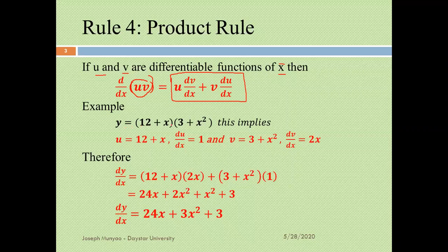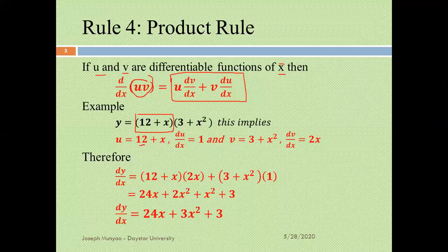So an example here is that if you have y is equals to (12 plus x) into bracket (3 plus x squared), you take the first part here to represent u. So u is that part. So du dx is equals to 1 because the derivative of a constant is 0, and then x here is just 1 because when you differentiate, as I had said last time, it is 1.